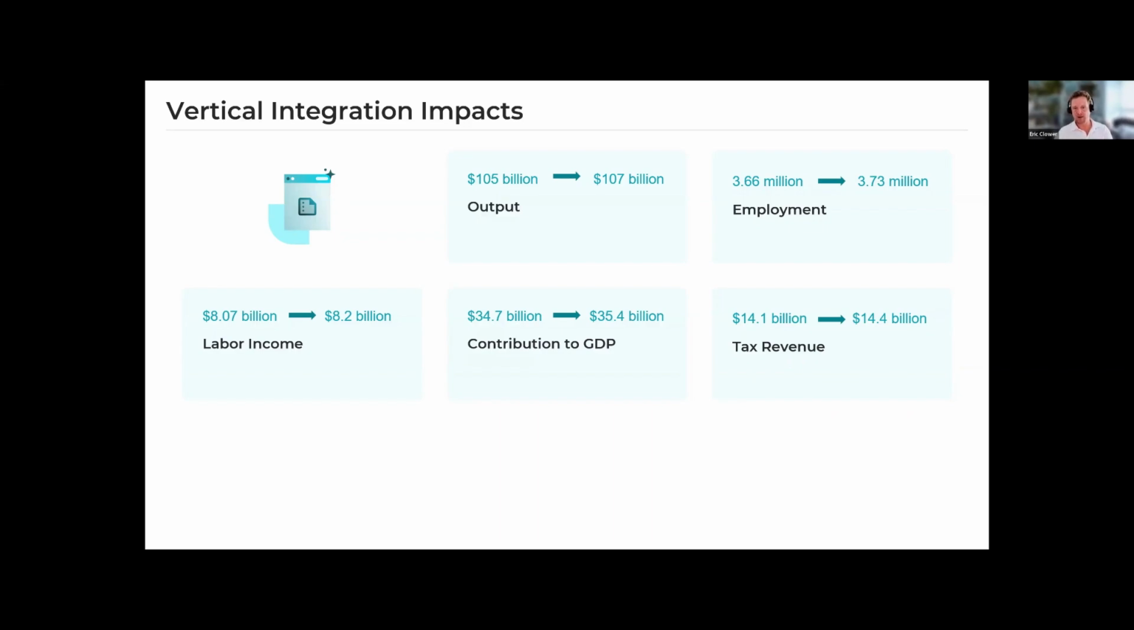We go from 105 billion in output to 107 billion in output. The employment goes from 3.6 million to 3.7 million. So you can see they're small percentage wise, but the point here isn't what is the exact impact. The point here is the ease at which we can customize this analysis to integrate specific information that we have about our enterprise and about our situation.